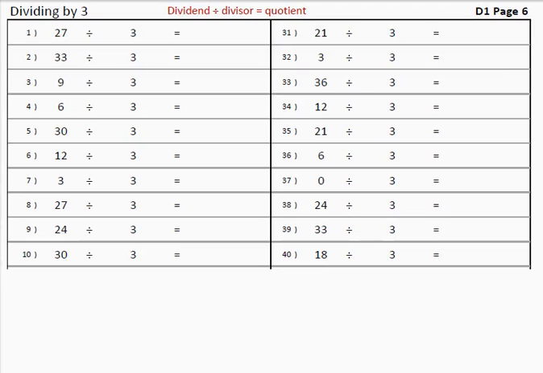Okay, now dividing by 3. In this case we don't have that pattern that we had before. That pattern you can practice in my workbook, from dividing by 1 up to dividing by 12. Okay? Now we're on page 6. Here we are dividing by 3 again. 27 divided by 3. Now you can think, what times 3 will give me 27? And that is 9.